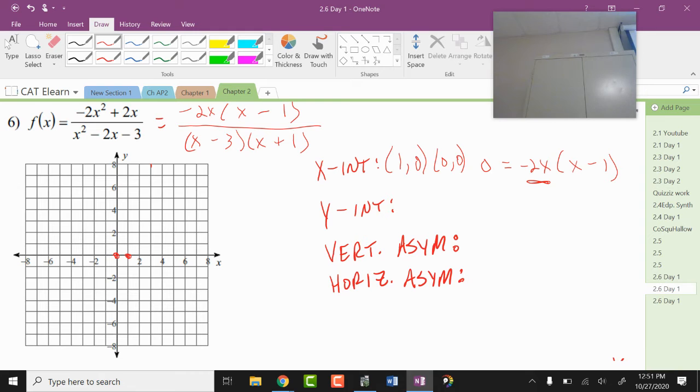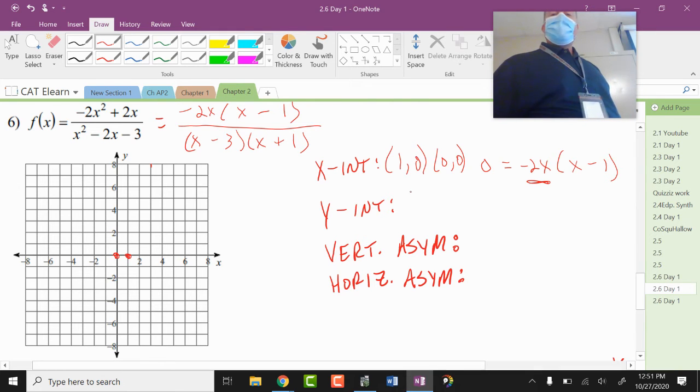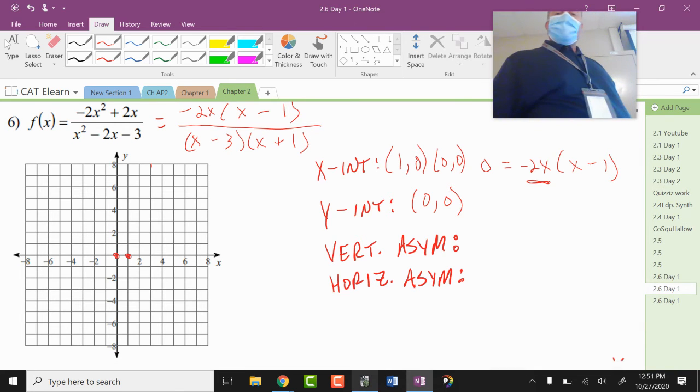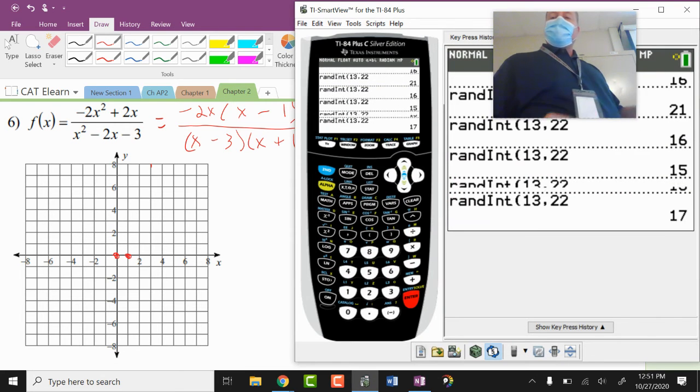0, 0. It's the same thing. And basically, how you find a Y intercept, you plug in 0 for X. And when you plug in 0 for X, you get 0 over negative 3, which is 0. So it still works out that way. All right, so make sure you got all the stuff figured out where I'm looking for certain things.